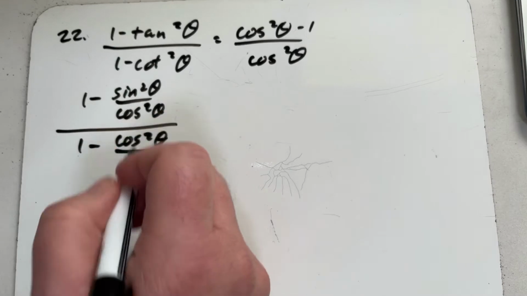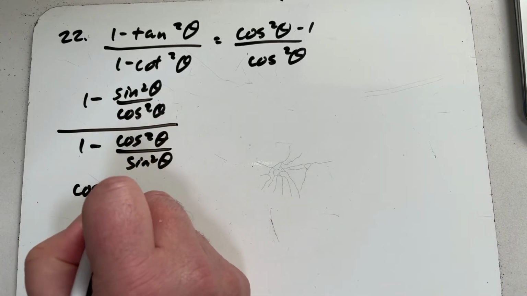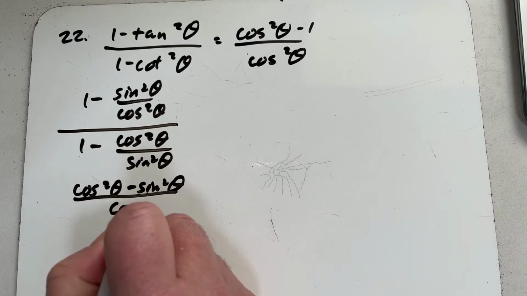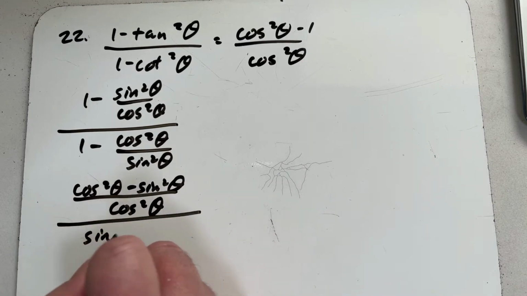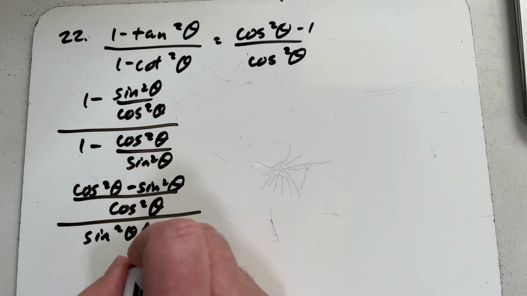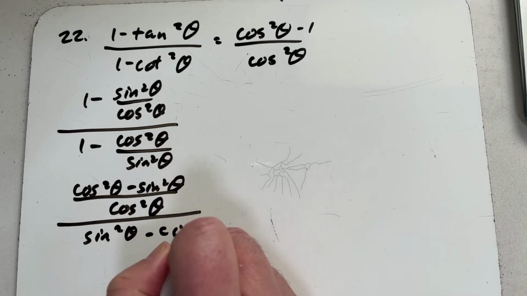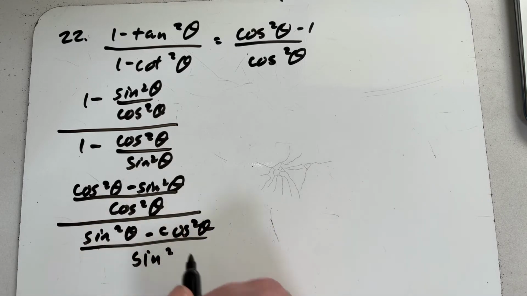And we're going to find common denominators. So many of these problems are the same. So on the top, cosine minus sine, all over cosine. And the bottom, sine minus cosine, all over sine.